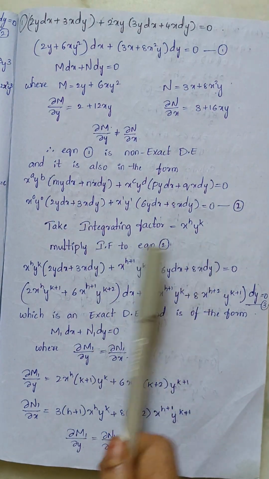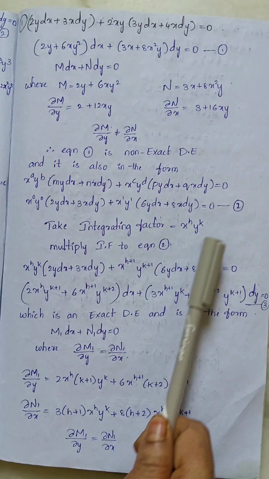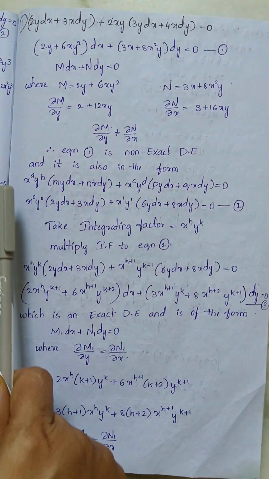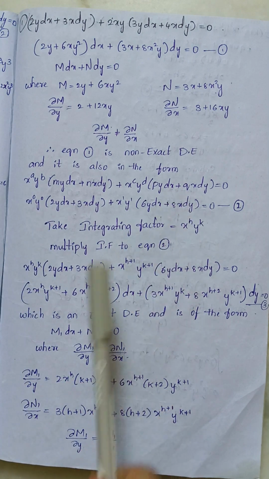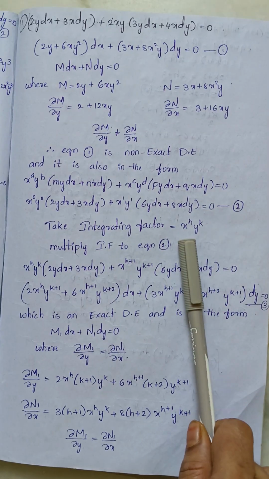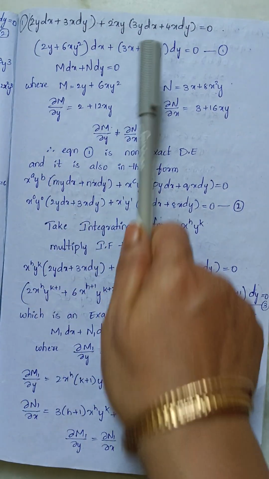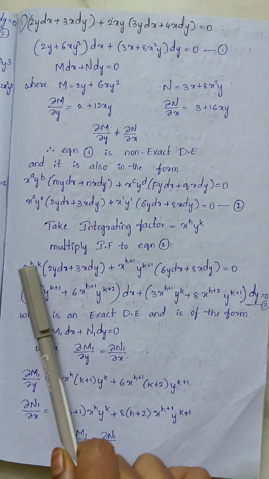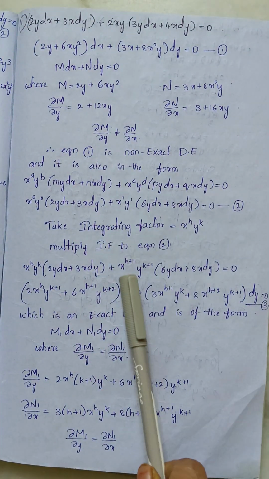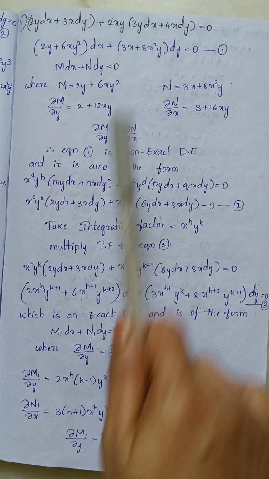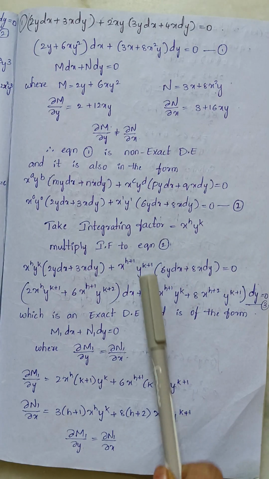So what will be the integrating factor for this? x^h y^k. Multiplying this integrating factor to the given equation, what will it become? An exact differential equation. That's why we are multiplying this integrating factor to the given equation. Now x^h y^k into this term: x^h into x^1 gives x^(h+1), and y^k into y^1 gives y^(k+1).